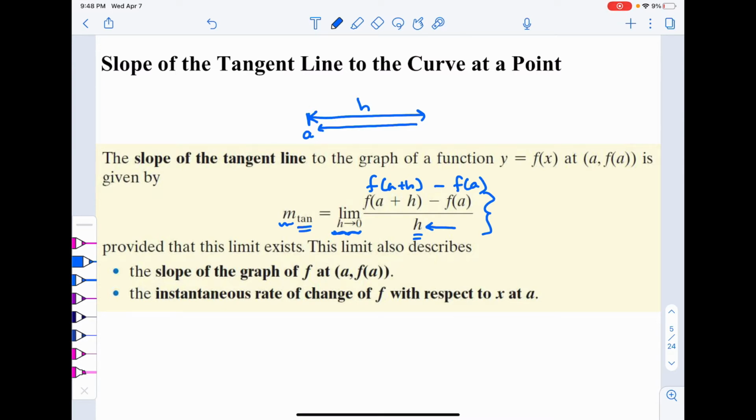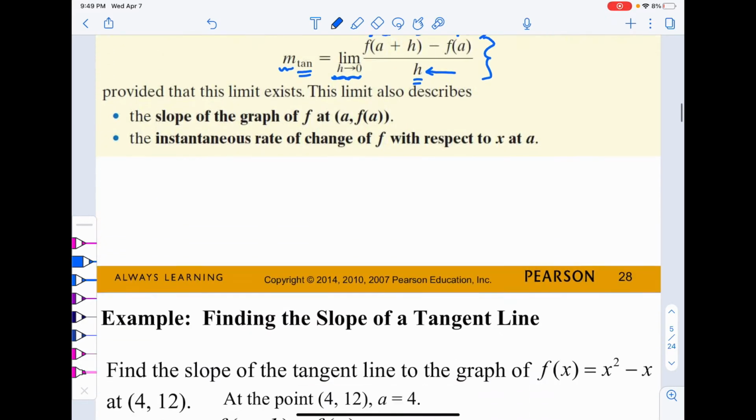So what we've been studying with our limits, if you are approaching 0, you can't just plug in a 0 for that h. So there's some work that we need to do to simplify down our functions. So it then says that the limit also describes the slope of the graph of f, or the function, at a comma f of a, and then it's the instantaneous rate of change of f with respect to x at a. Let's see what this looks like.